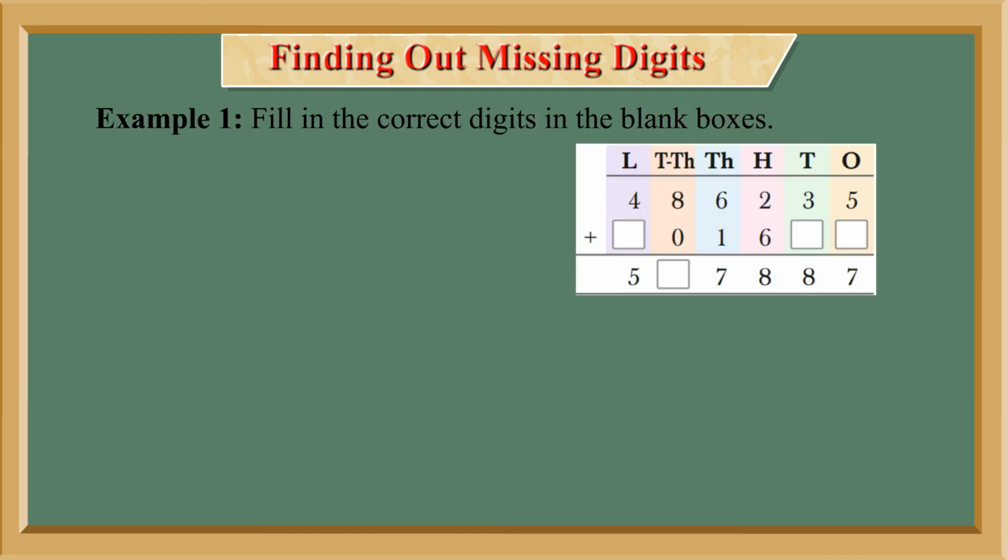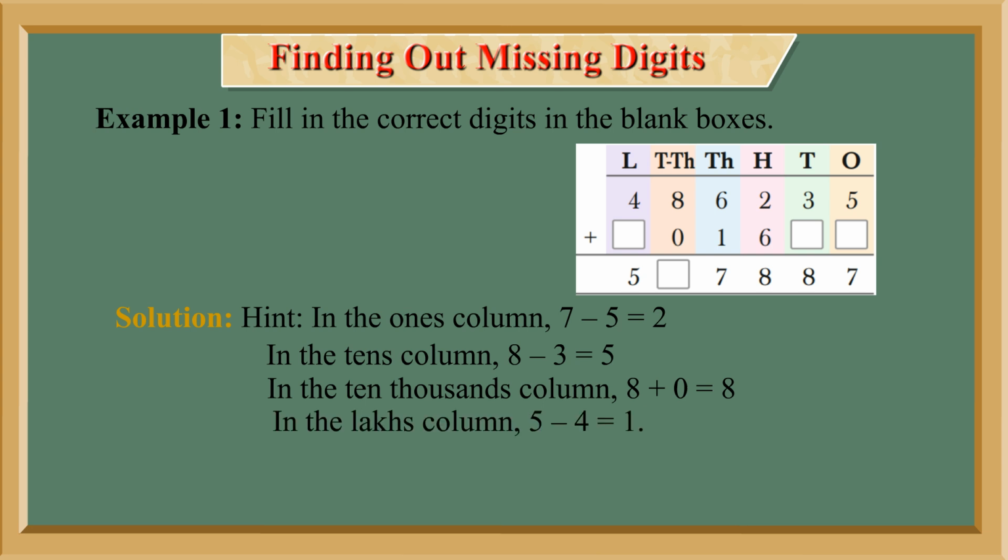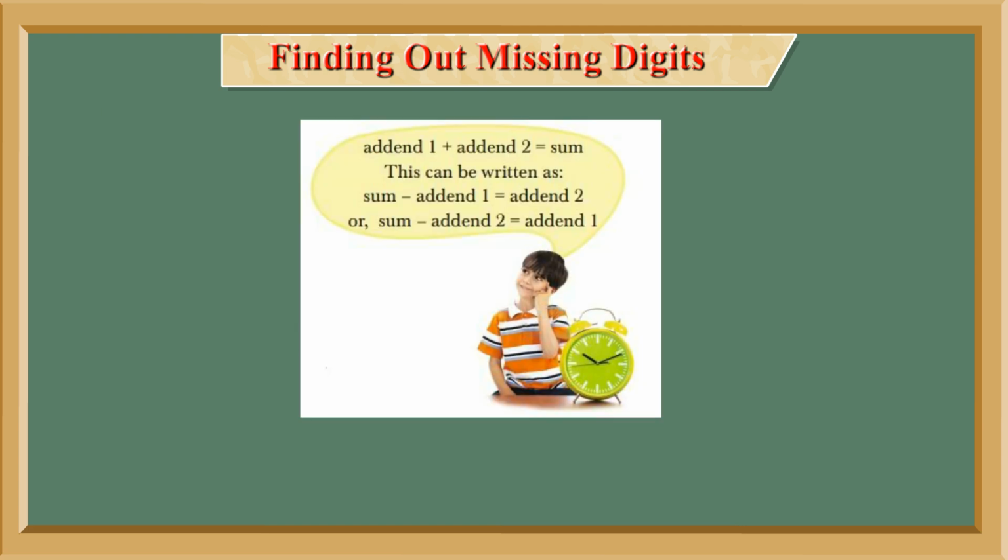Finding out missing digits. Example 1. Fill in the correct digits in the blank boxes. Solution. Hint. In the ones column, 7 minus 5 equals 2. In the tens column, 8 minus 3 equals 5. In the 10,000s column, 8 plus 0 equals 8. In the lakhs column, 5 minus 4 equals 1. Addend 1 plus addend 2 is equal to sum. This can be written as sum minus addend 1 is equal to addend 2, or sum minus addend 2 is equal to addend 1.